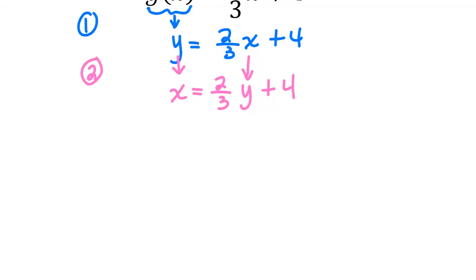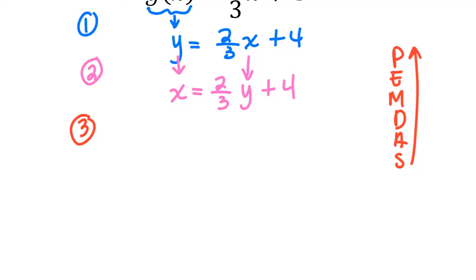Okay. Then step number 3 is where we start solving. So remember we're doing PEMDAS in reverse. So please excuse my dear Aunt Sally in reverse. First you get rid of adding and subtraction. So do you see an adding or subtracting? So plus 4. So you get rid of that first. So subtract 4 from both sides. And I get x minus 4 equals 2/3 y.